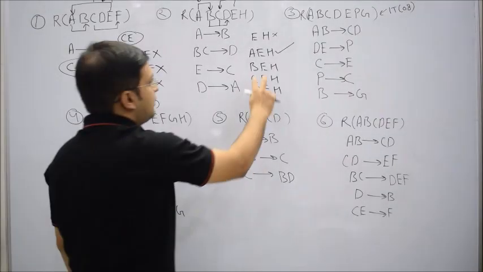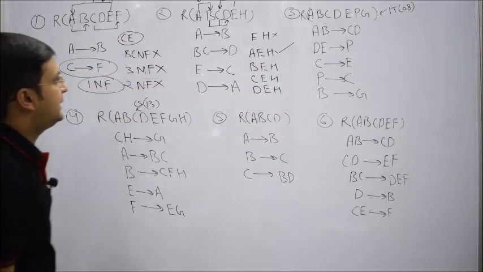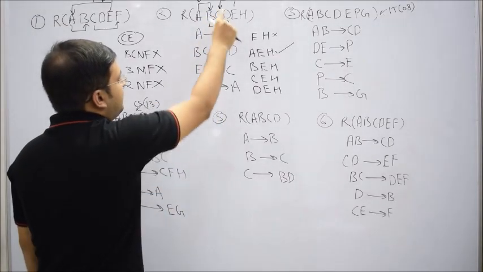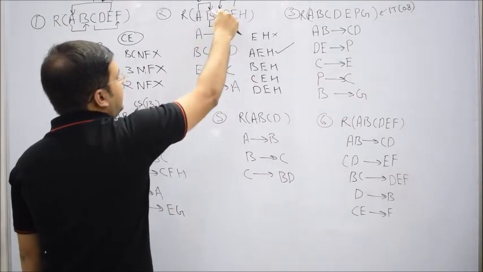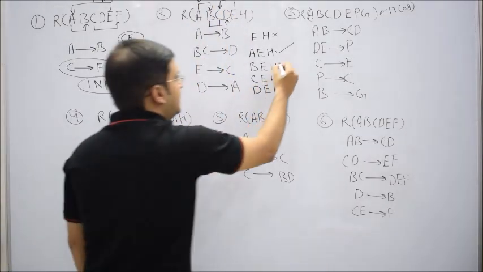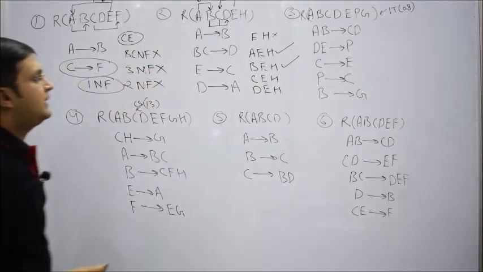Okay, now let's check about B, E and H. Now from B, C we can find what, D, because E can find C, and then again from D we can find A, and H you already have. It means what, it is also a candidate key.